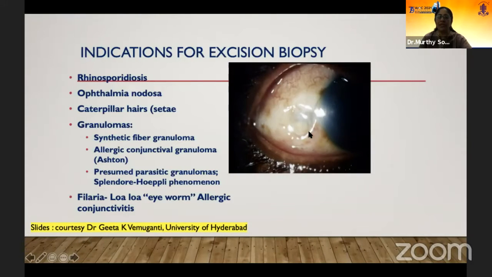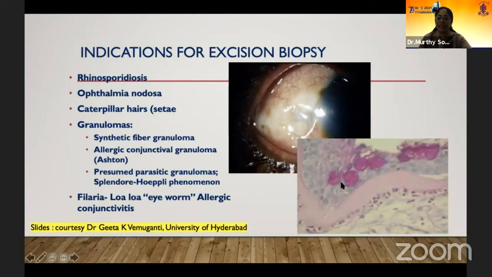You also would have multiple causes for excision biopsy, whether it's rhinosporidiosis or ophthalmia nodosa, or sometimes even caterpillar hairs, which go and lodge into the subconjunctival area causing granulomas. You have other causes of granuloma due to cotton fibers or synthetic fibers, allergic response, and those that happen after the death of the parasite. So that's the Splendore-Hoeppli phenomenon.